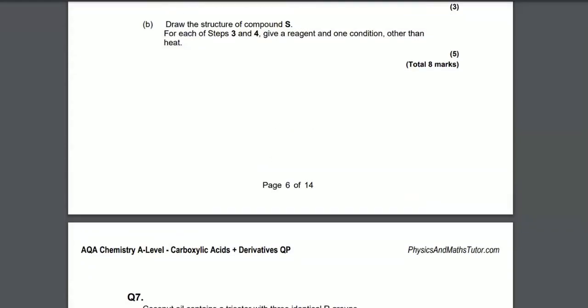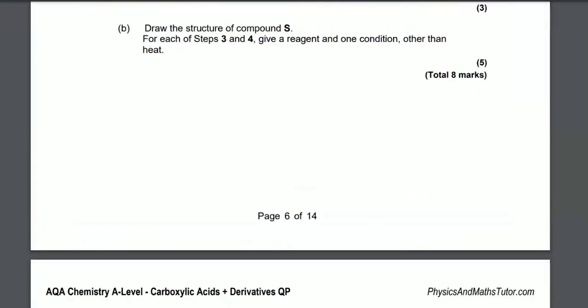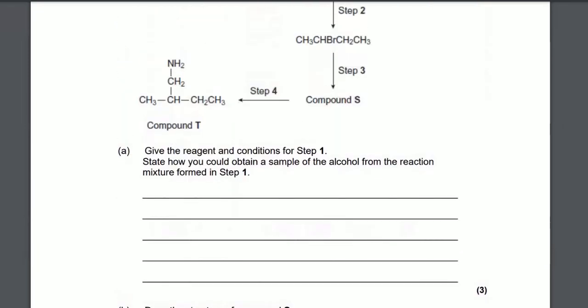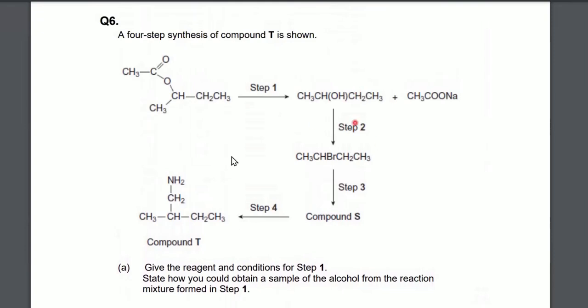Let's move on and stop all the waffle. Draw the structure of compound S. For each of steps 3 and 4, give a reagent and one condition other than heat. And this is the last part to this question. So let's go to compound S and have a little look.